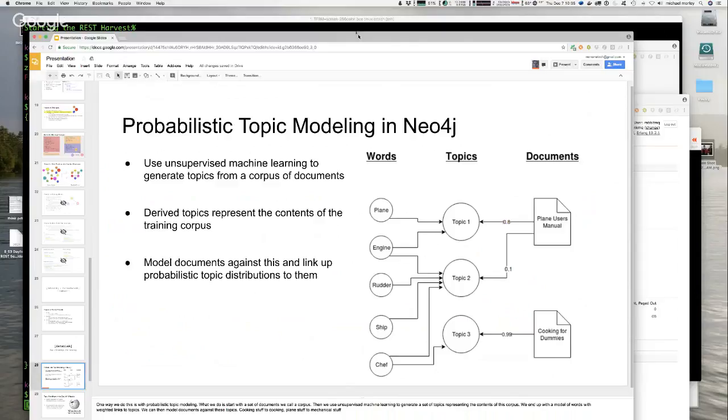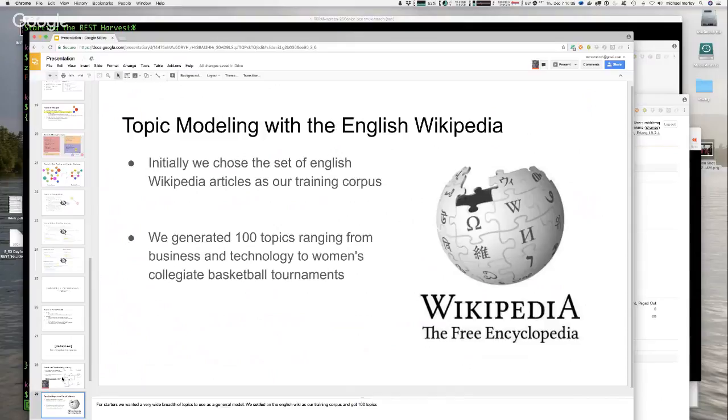What tools do you use for your unsupervised machine learning? We use LDA topic modeling right now. Like from any library, or are you writing it yourself? Oh, we're using Gensim for that.